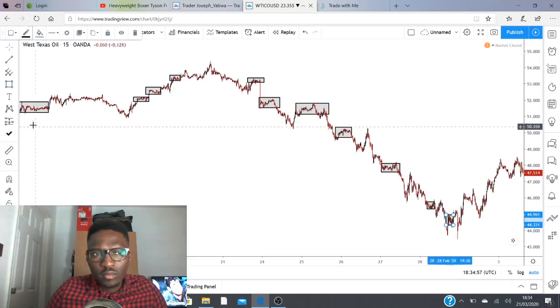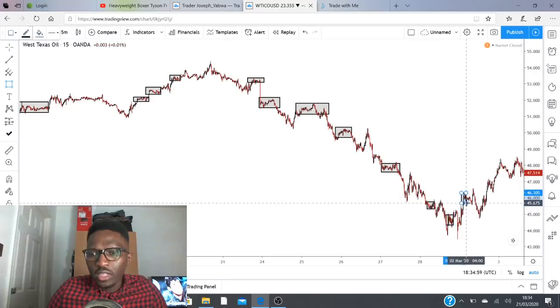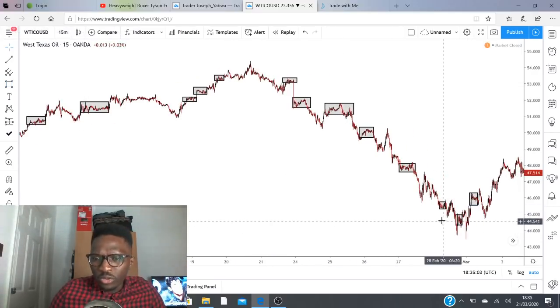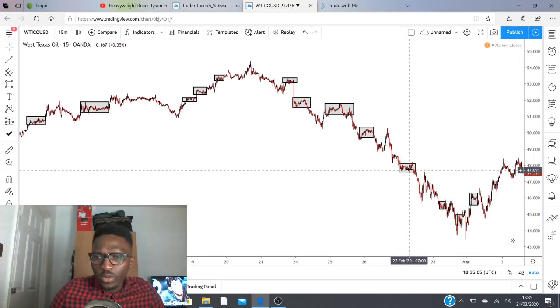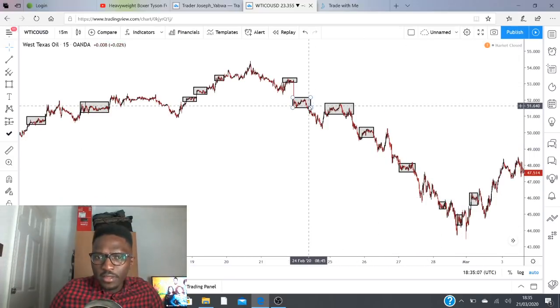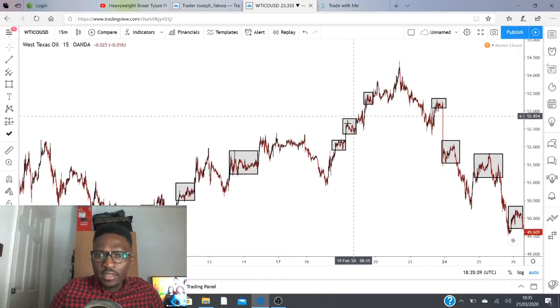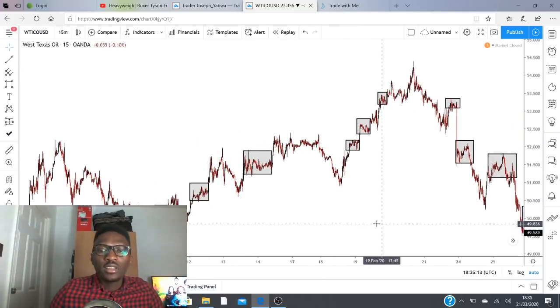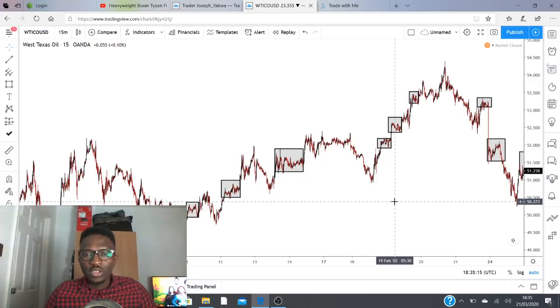And the last one, I'm gonna put the last one there. Now, how many boxes have I drawn on this chart? Let's count: 1, 2, 3, 4, 5, 6, 7, 8, 9, 10, 11, 12, 13, 14 boxes. So 14 boxes that you can see on the chart.